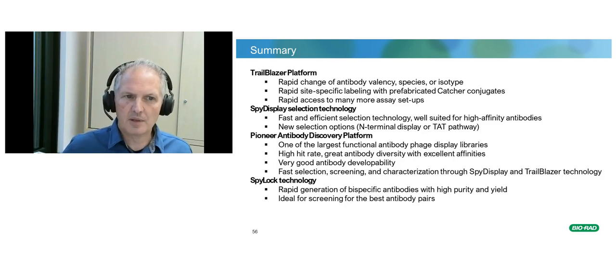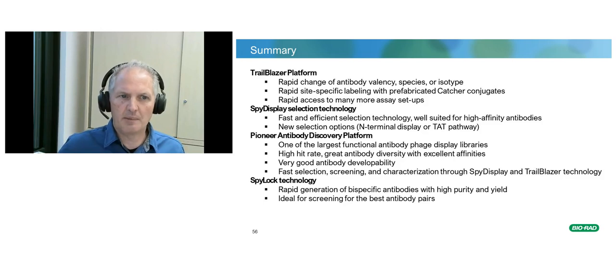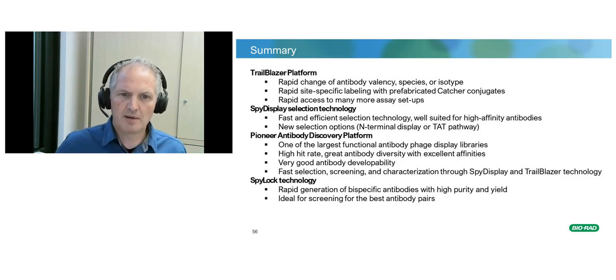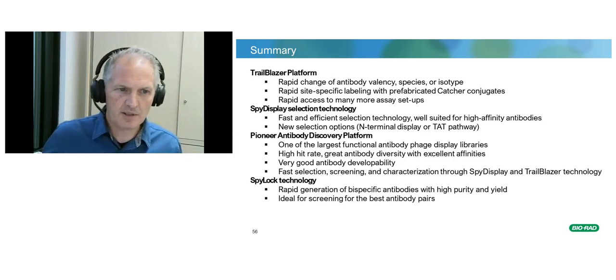And it gives rapid access to many more assay setups. With the SpyDisplay selection technology, we have a very fast and efficient selection technology, which is very well suited for the selection of high affinity antibodies and offers some additional new options like the N-terminal display or TOT display using the TART pathway. And with the Pioneer Antibody Discovery Platform, we have one of the largest functional antibody phage display libraries generated, if not the largest.